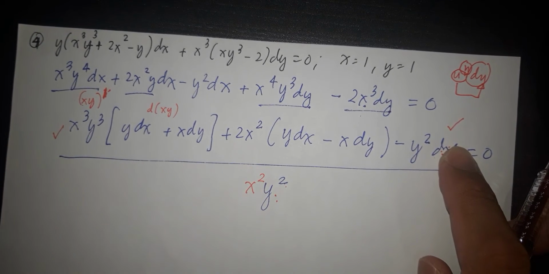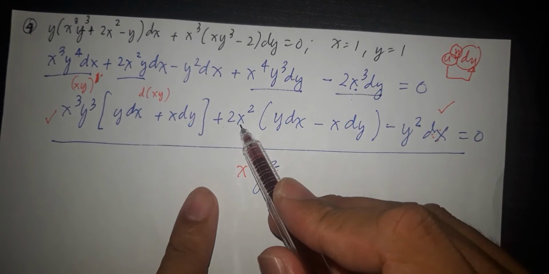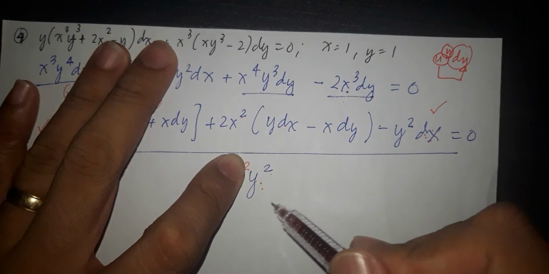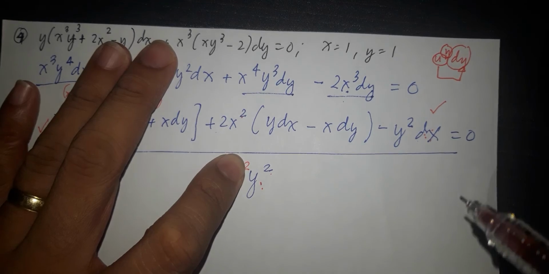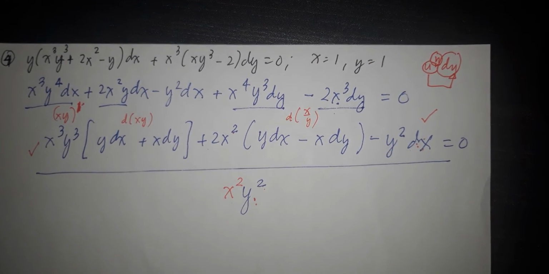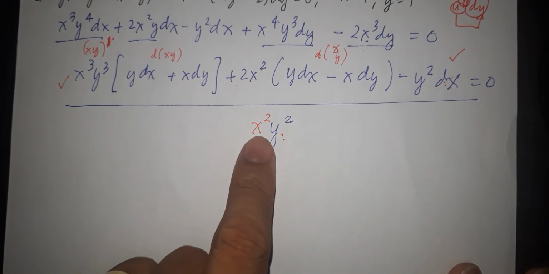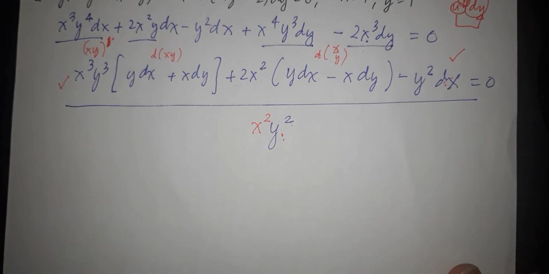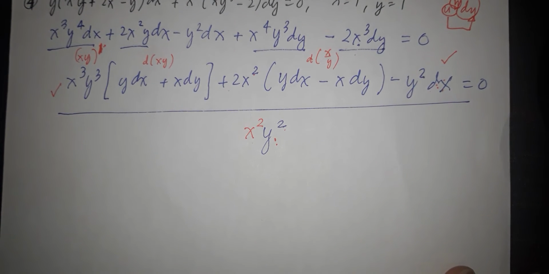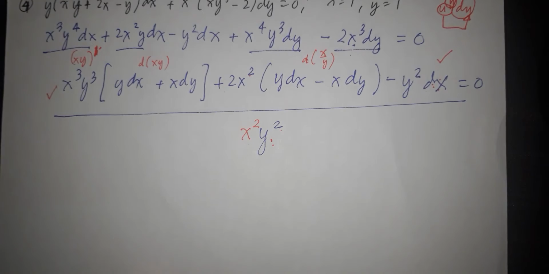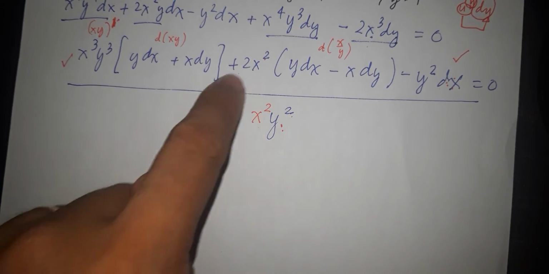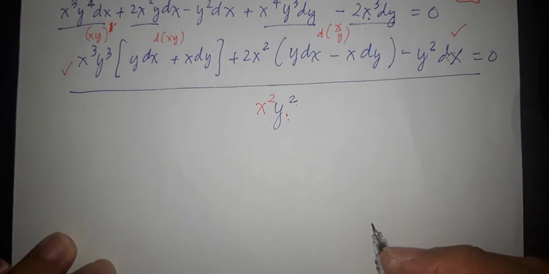Let's check the second. So, yung second natin is 2x squared over x squared. That cancels out. And then this second term, y dx minus x dy over y squared, is actually an exact differential, derivative of x over y. So, ibig sabihin, dahil dinivide na natin siya by x squared y squared as our integrating factor, lahat ng terms na ito ay integrable na and therefore exact.